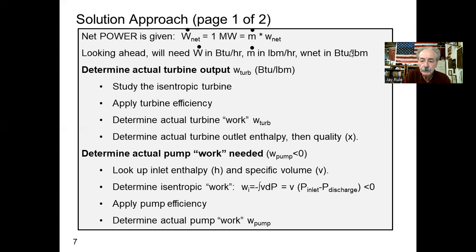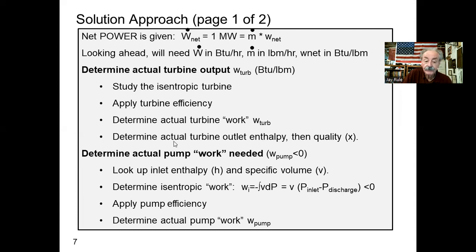Okay, here are going to be our solution steps. We're going to start at the turbine. We're going to start at the steam turbine, and we're going to analyze the isentropic turbine first. We realize we don't have an isentropic turbine. We've got an insulated turbine, adiabatic, but irreversible. We're going to apply turbine efficiency to get the actual work done by our turbine in BTUs per pound.